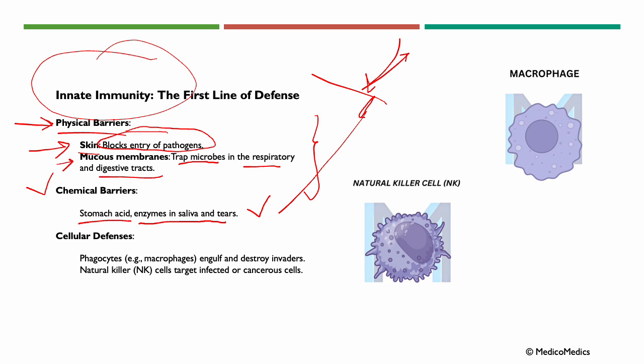But then we have cellular defenses. These include phagocytes like macrophages that engulf and destroy invaders. We also have natural killer cells that target infected or cancerous cells. So the innate immunity, as suggested by the name innate, you're born with it, is like the body's first responders. So the skin and mucus are barriers, while specialized cells, like in our cellular defenses, act like firefighters. So they go to the site of an infection to eliminate invaders quickly.